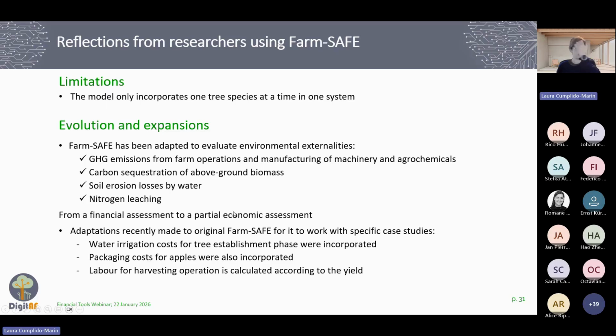In terms of the adaptations we have recently made to the original FarmSafe during the DigitAF project, for it to be working with the specific case studies, we've added water irrigation costs for the tree establishment phase. We've added packaging cost for apples, and we have changed how the labor is calculated for the harvesting operation, so it changes according to the yield. So labor time changes according to the yield.